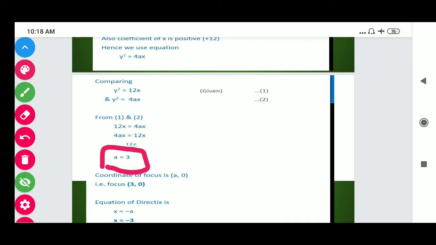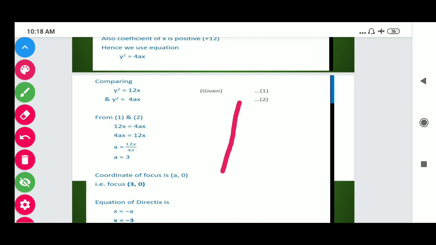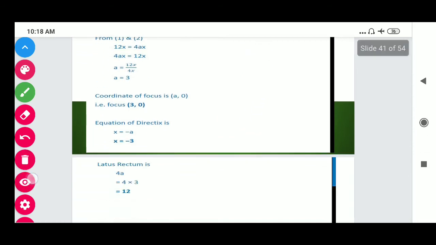This is very simple. y square = 12x, and comparing this with y square = 4ax, then 4a = 12, so a = 3. Now students, the coordinates of the focus are (a, 0), and here a is 3, so the coordinates of the focus are (3, 0). The equation of the directrix is x = -a, and putting the value of a, we get x = -3. Similarly, the length of the latus rectum is 4a, and using the value of a, we get 12. So this is very easy.